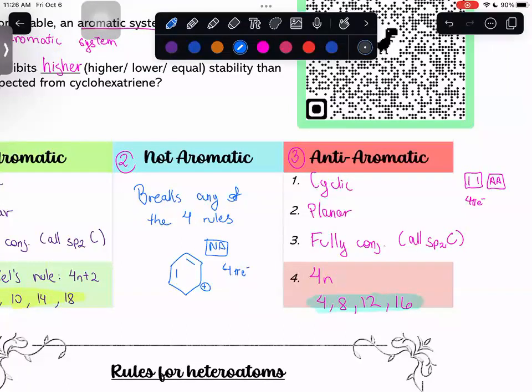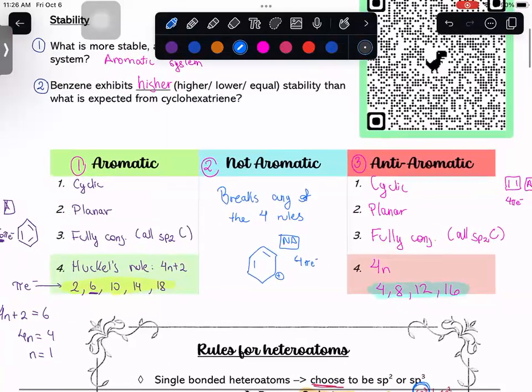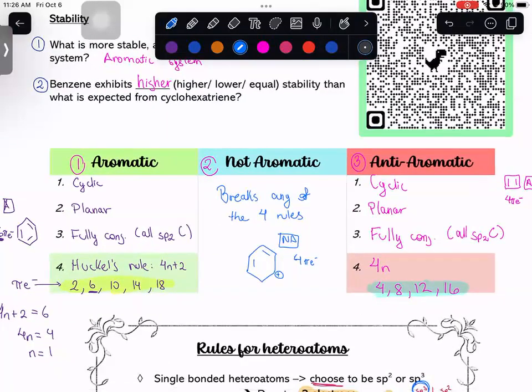Now, here's the thing to notice. In both aromatic and anti-aromatic, the yellow portion is something that applies to both systems. Those are the 3 requirements that apply to both systems. The green and the red, that's telling you the main difference between aromatic and anti-aromatic. That's the thing that you have to watch out for. And then non-aromatic, it breaks any of the 4 rules. So far, questions?